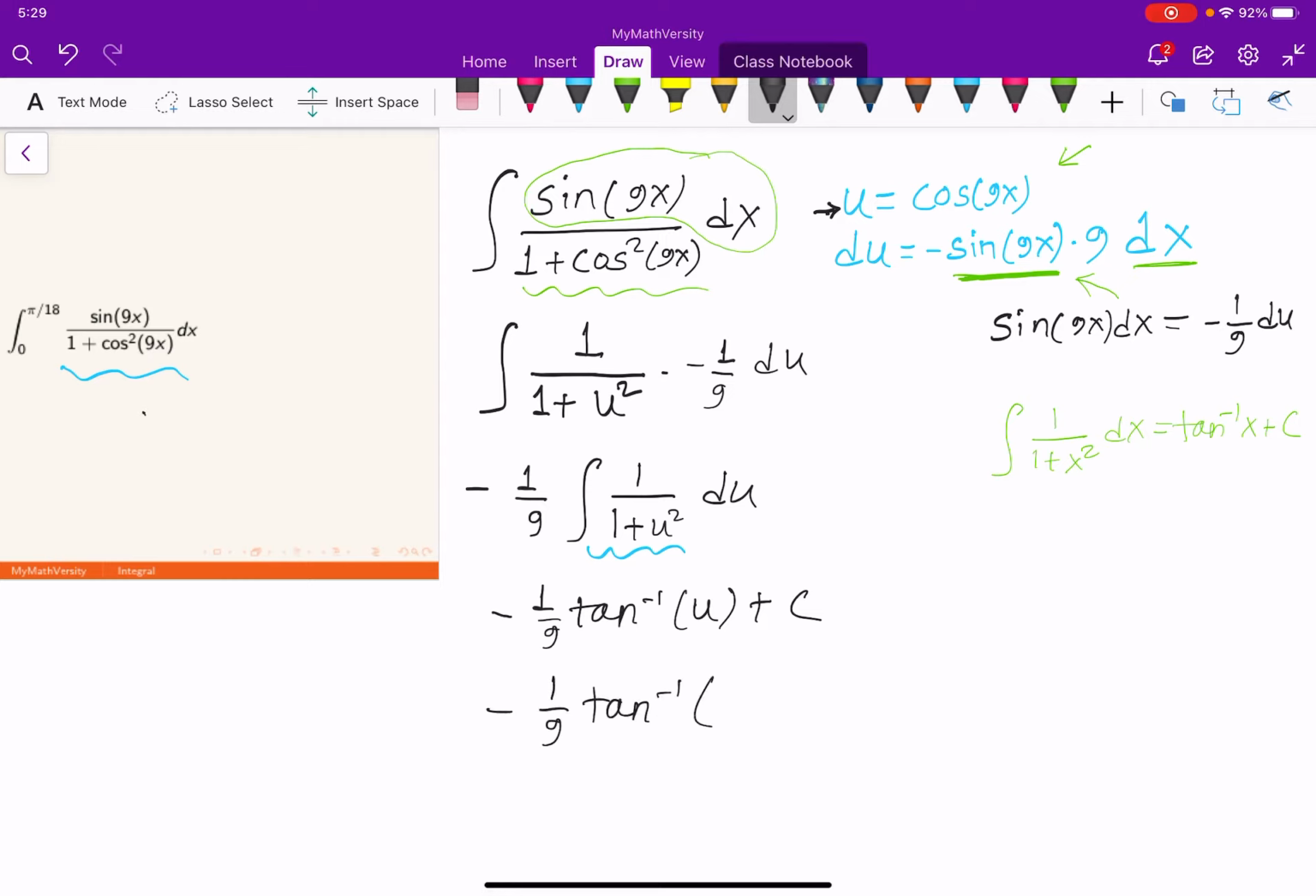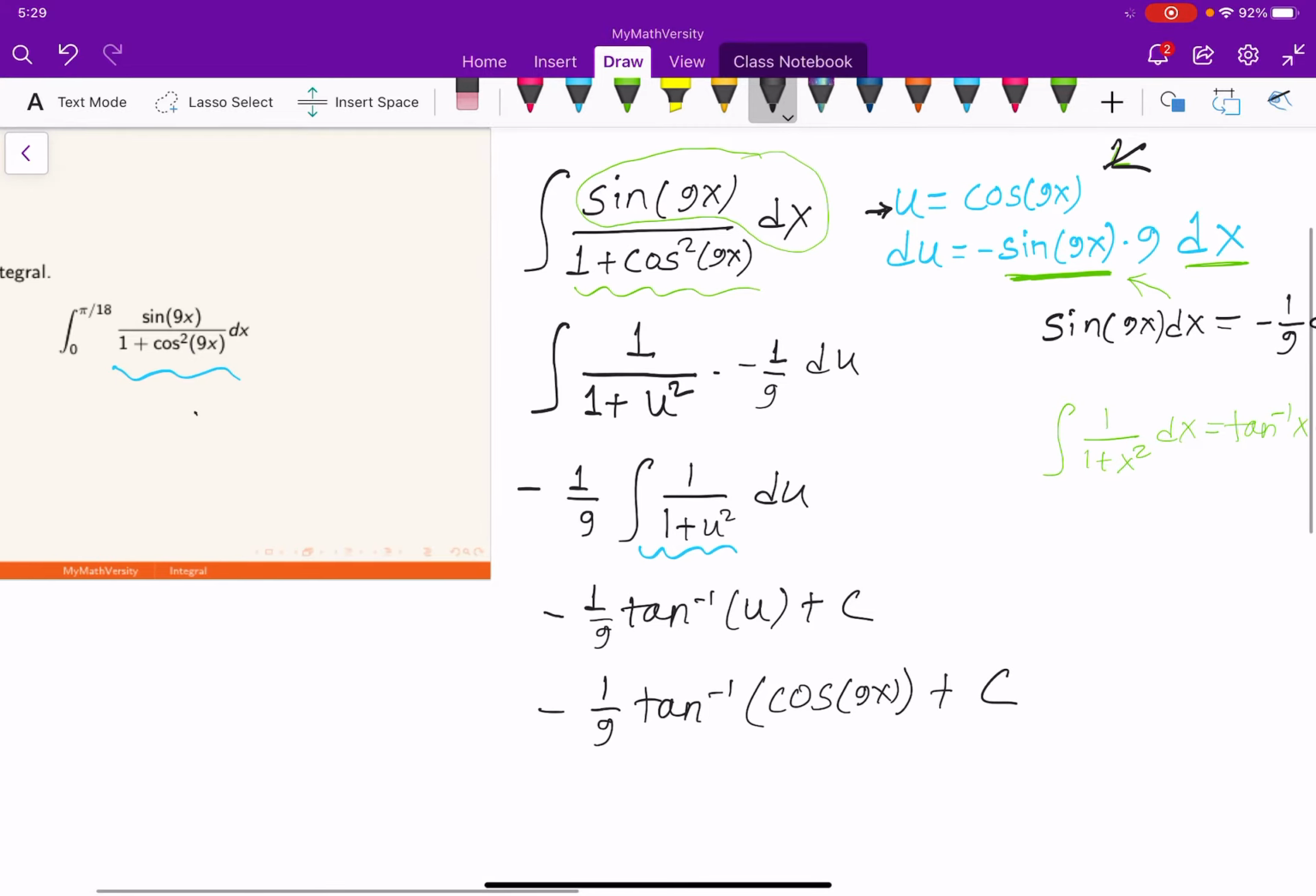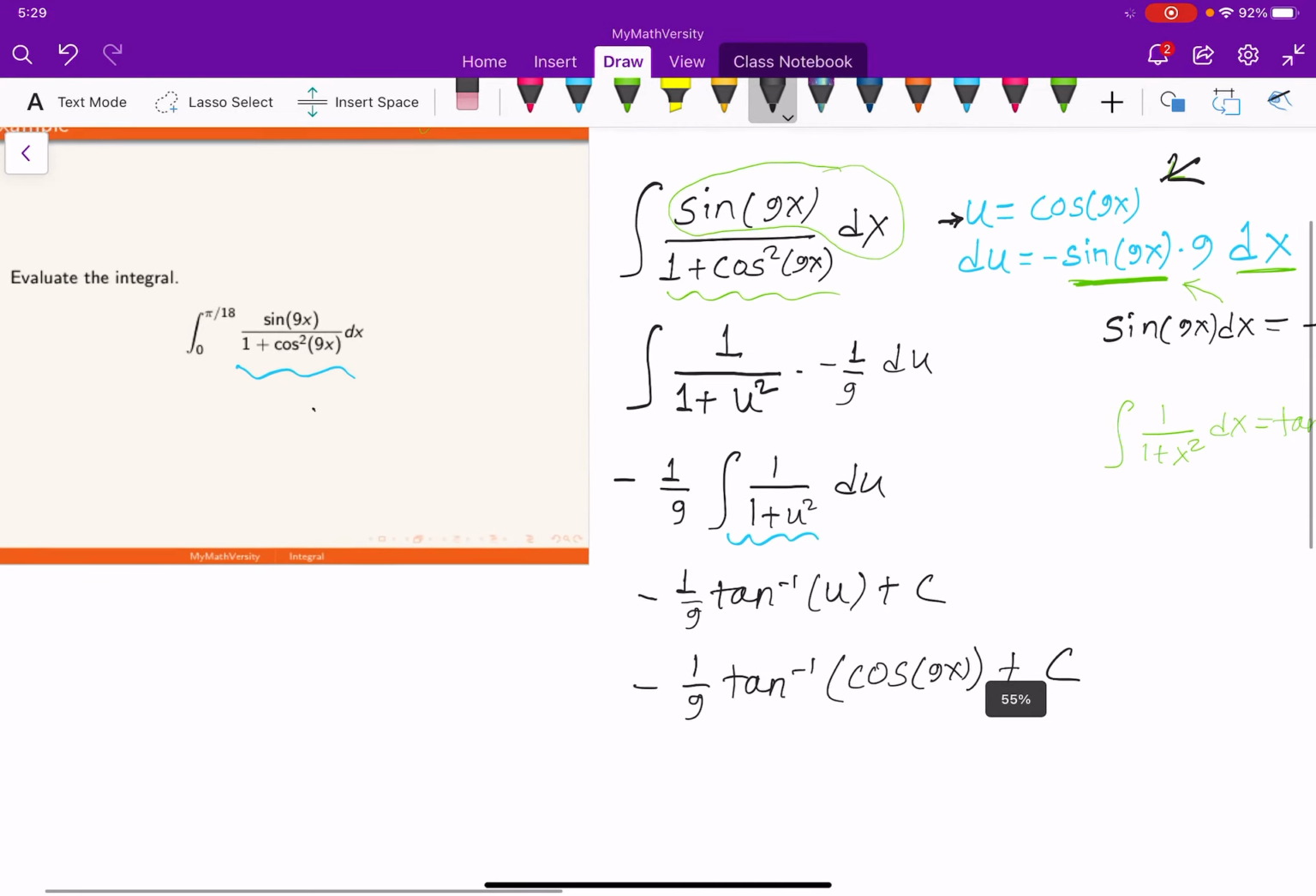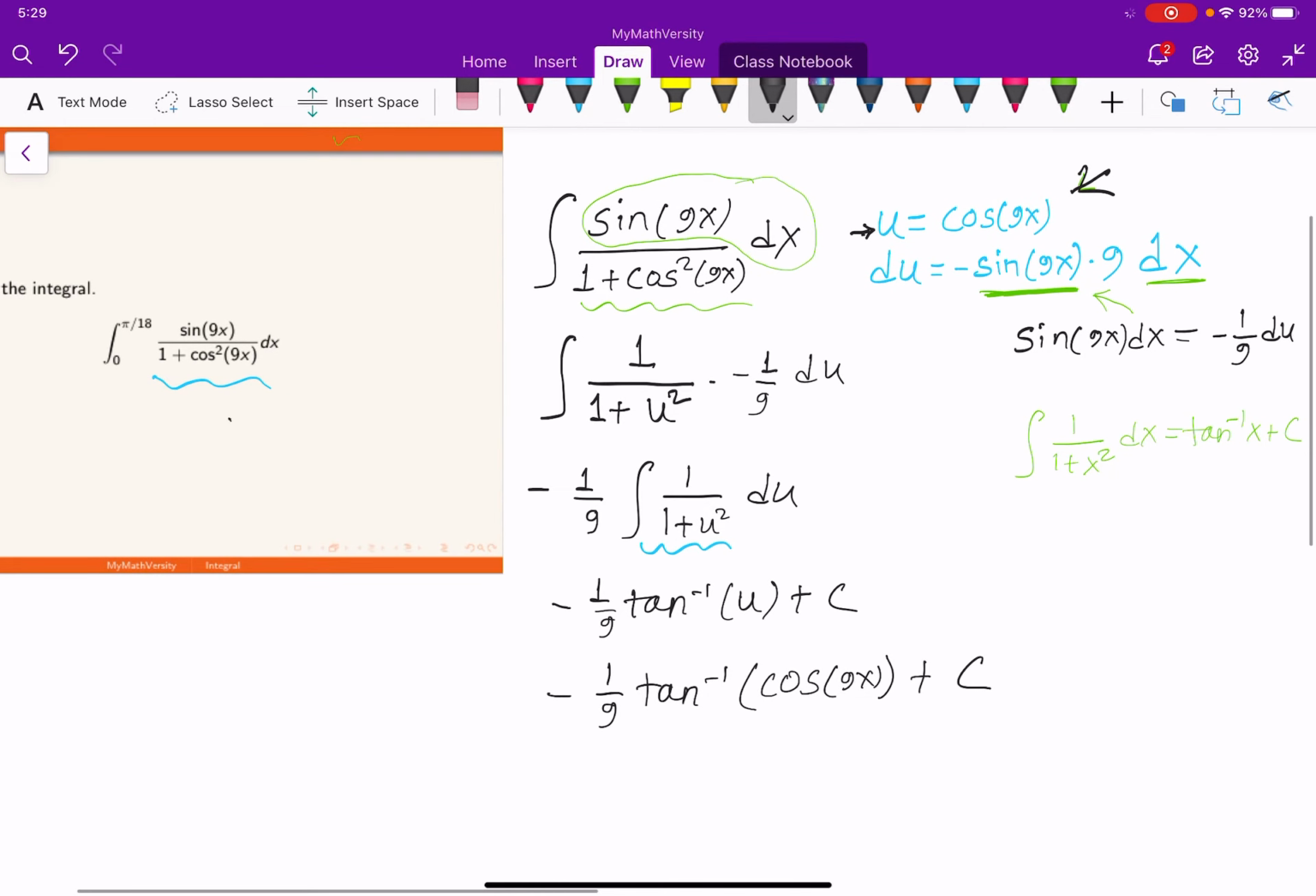So inverse tangent of u is actually inverse tangent of cosine of 9x, so we can just write that down over here, plus c. Okay, so this is nice. So we were able to figure out the antiderivative of the function sine of 9x over 1 plus square of cosine of 9x. But our main goal here is to evaluate this definite integral, right? So we're going to use the fundamental theorem of calculus here.